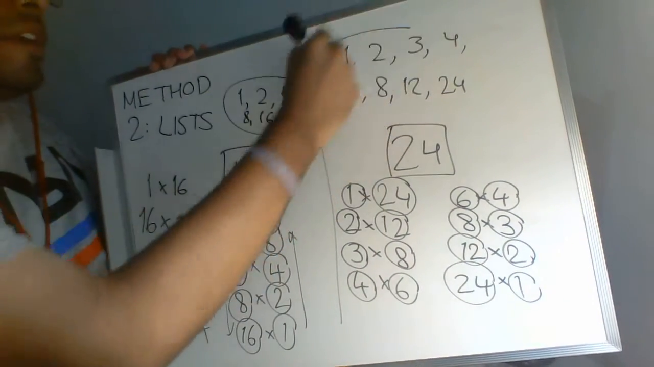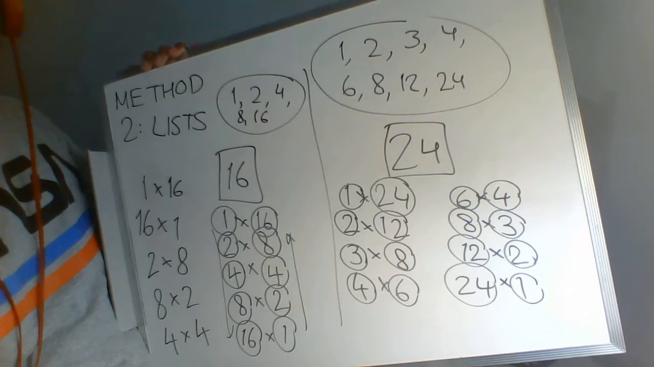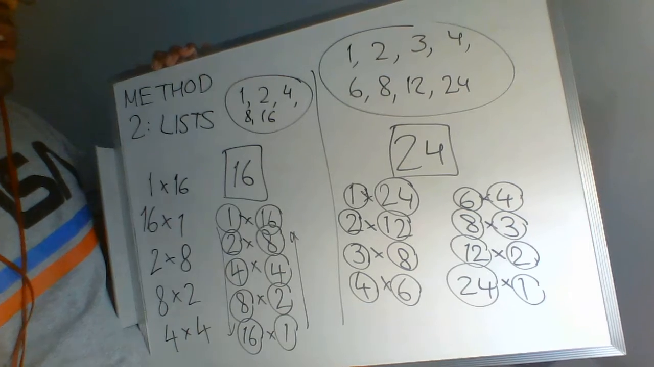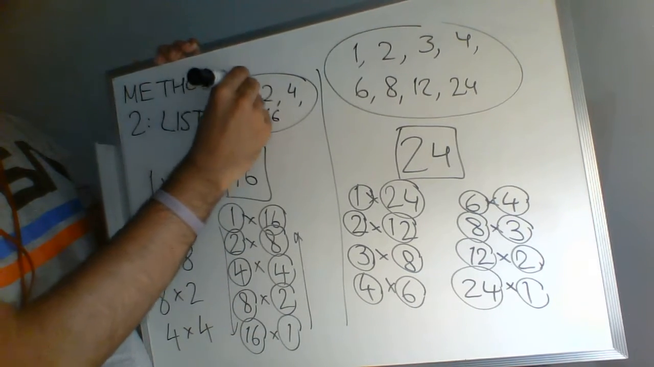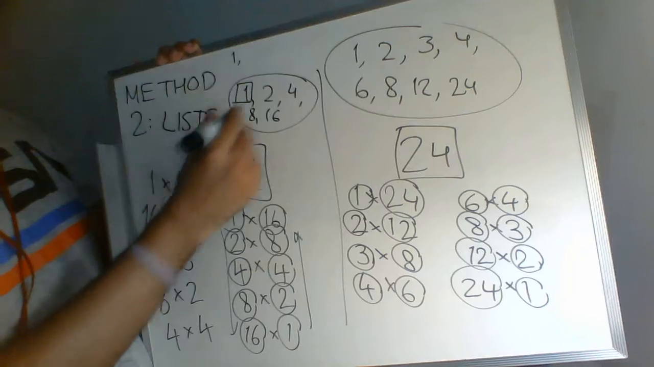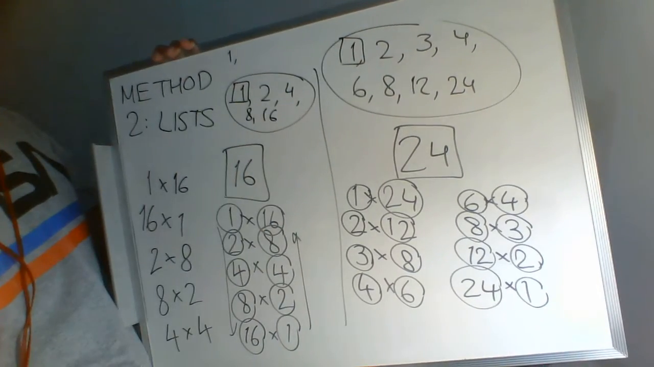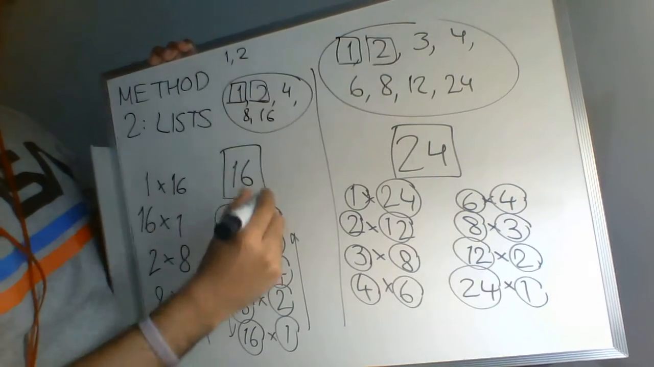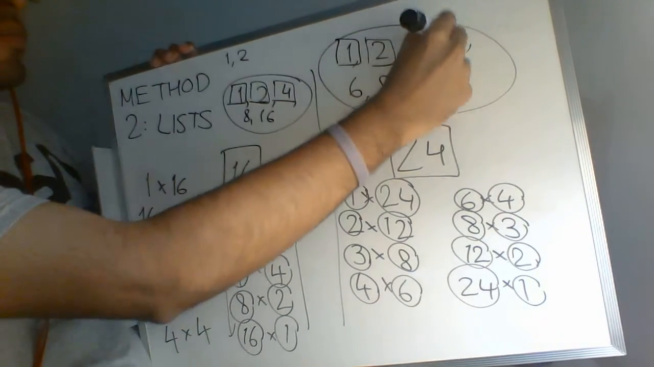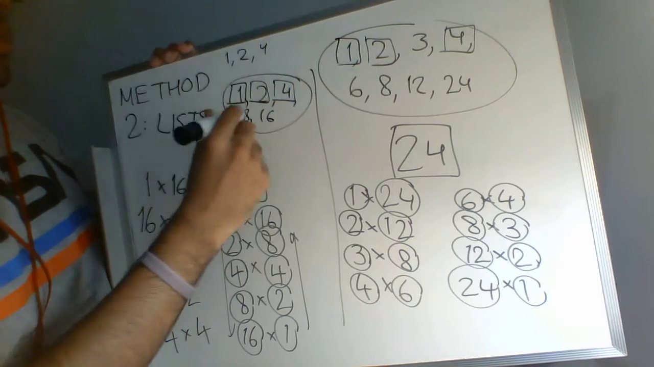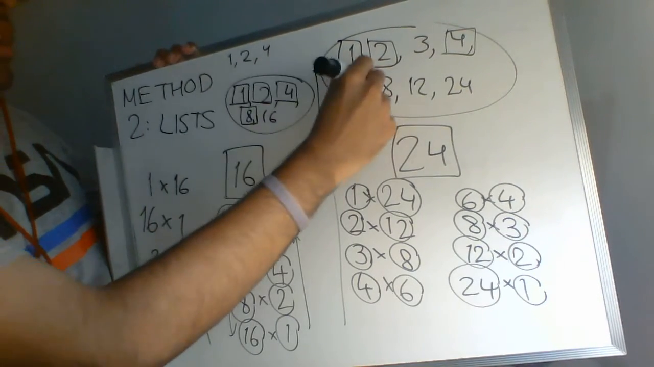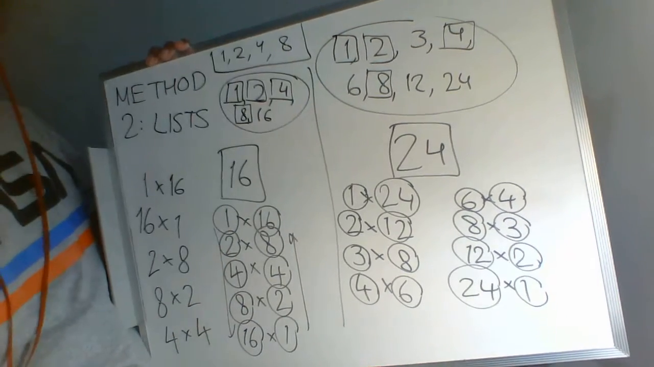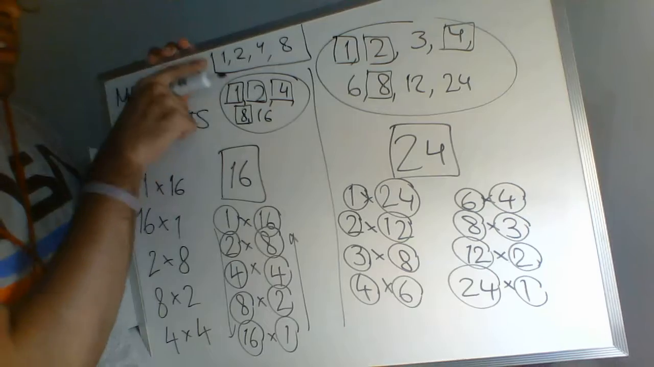So those up there are the factors of 24. Now, between these two, we want to find the common factors. Common factors would include, well, 1 would be a common factor, right? That shows up in both lists. 2 shows up in both lists. 4 shows up in both lists. And 8 shows up in both lists. So this up here is our collection of common factors.